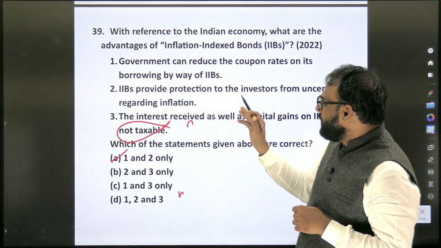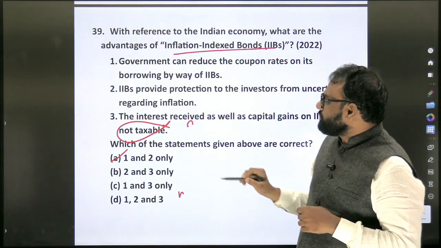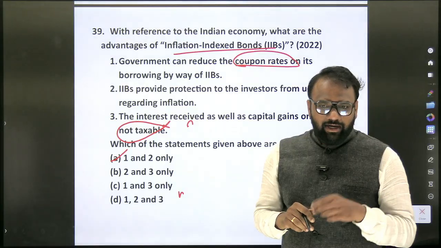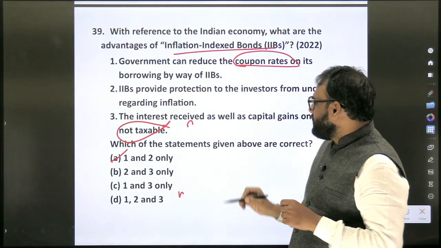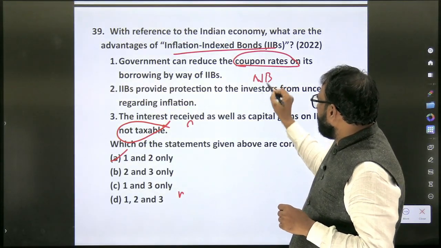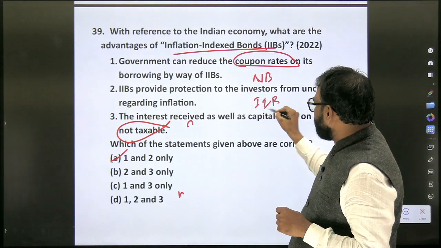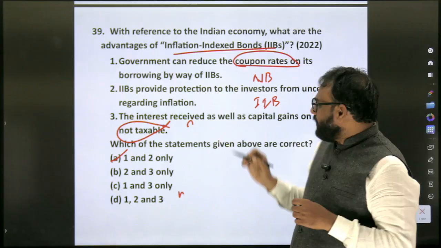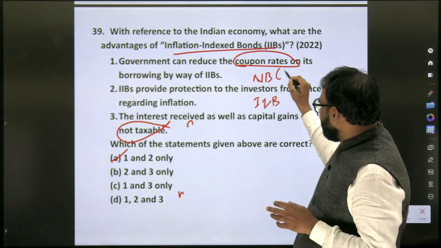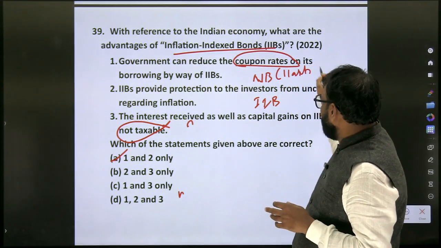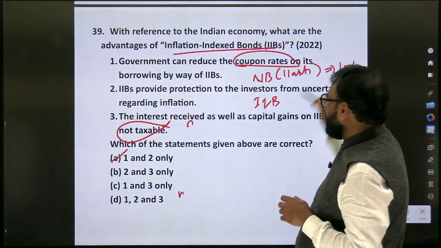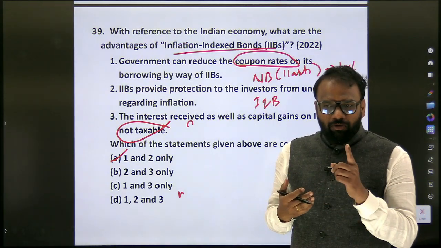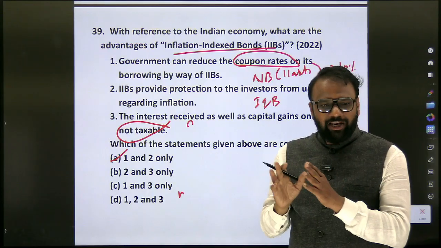Now coming to the statement: inflation indexed bonds, so government can reduce the coupon rates. So what is coupon rate? Interest rate, right? So normal bond and inflation indexed bond, what is the difference? Now let's assume a normal bond of 1 lakh rupees, and the rate of interest is 10%. So after 1 year, a person will get how much return? 1 lakh plus extra 10,000 rupees, so 1 lakh 10,000 rupees.